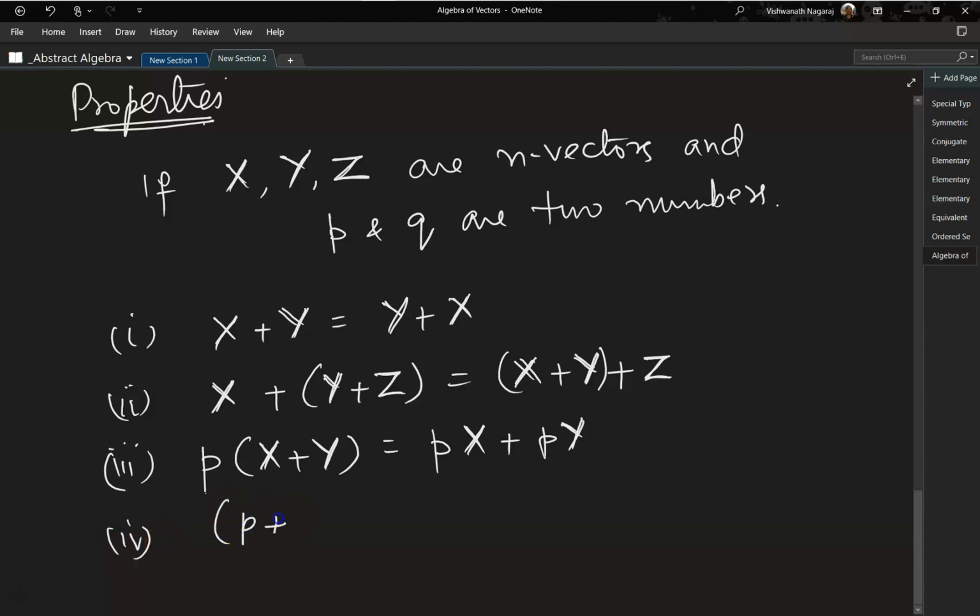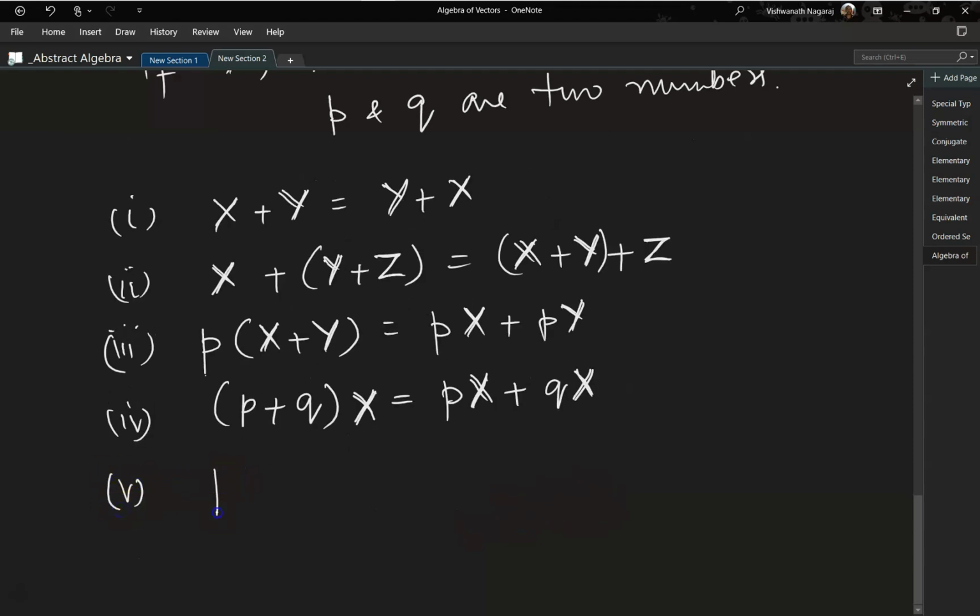Similarly, (p plus q) times x is equal to px plus qx. And finally, p times (q times x) is equal to (p times q) times x. Commutative property, associative property, distributive property. This is also distributive property.